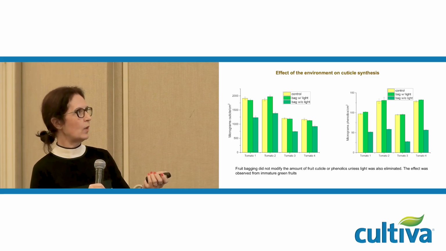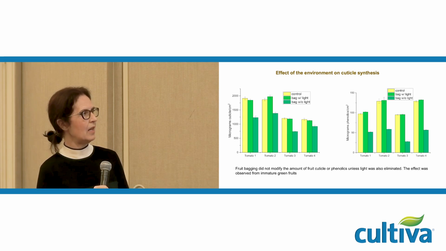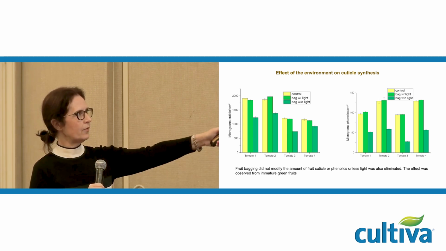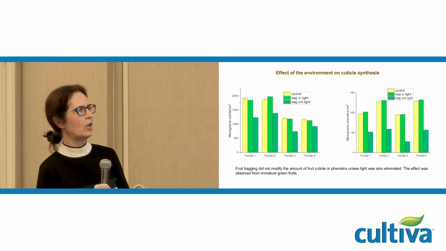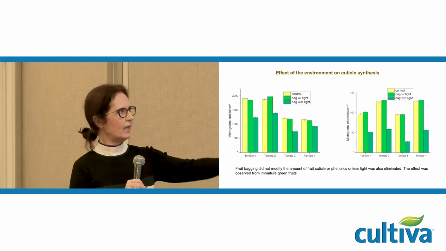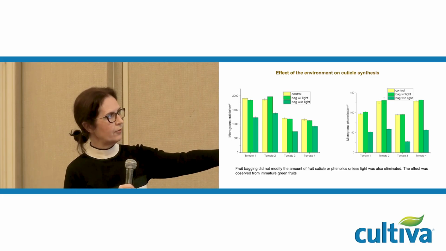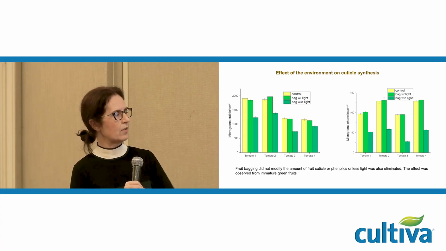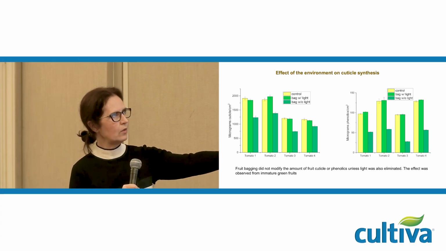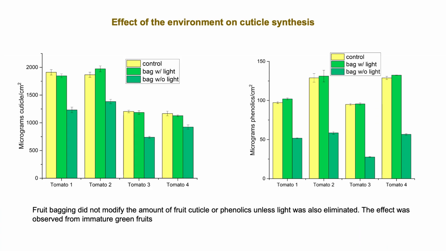However, what we saw is when these bags, besides increasing the relative humidity, reduced light dramatically, the amount of cuticle was significantly reduced. And again, with the phenolic compounds, and again, in a much more dramatic way. See here, for example, that the reduction in the amount of cuticle due to the absence of light is moderate in the cuticle, but it's dramatic at the phenolic level.